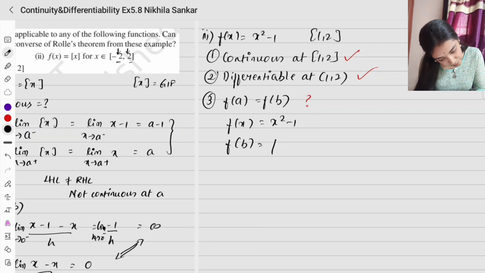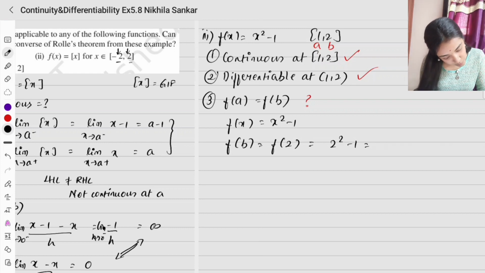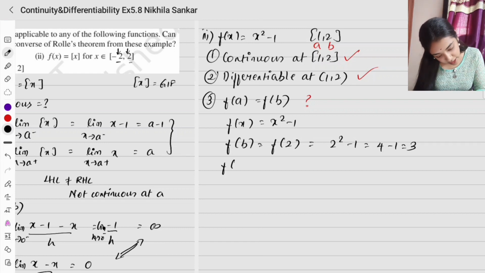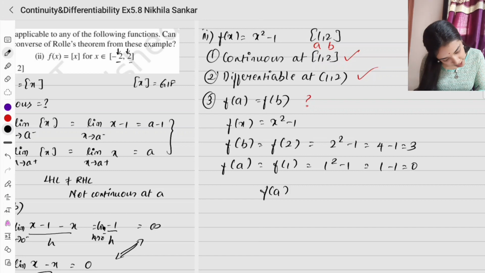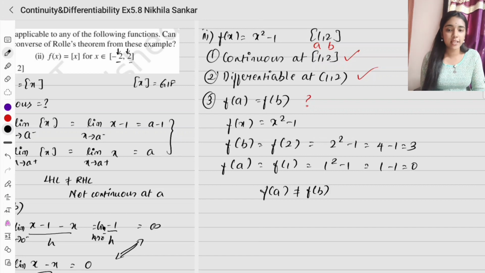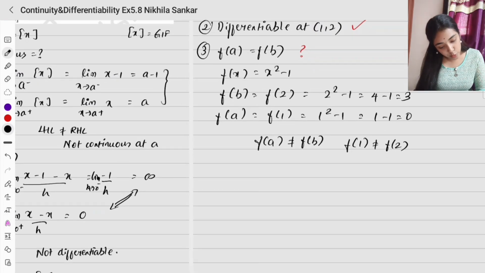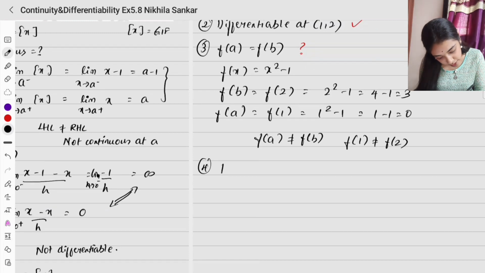F of b, which is f of 2. This is my a, this is my b. Okay. F of b is f of 2, which is 2 square minus 1. 4 minus 1, which is 3. F of a is f of 1, which is 1 square minus 1, which is 1 minus 1, 0. I see that f of a is not equal to f of b. First two conditions are satisfied, but it does not satisfy the third condition. So I have f of 1 not equal to f of 2, which means can we find f dash of c now? f dash of c equals 0.